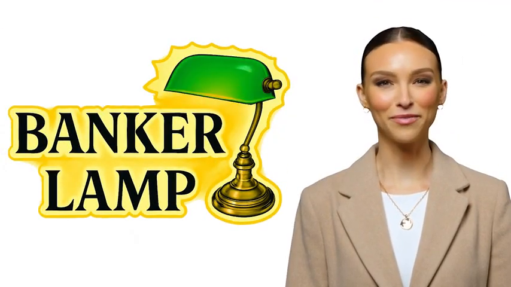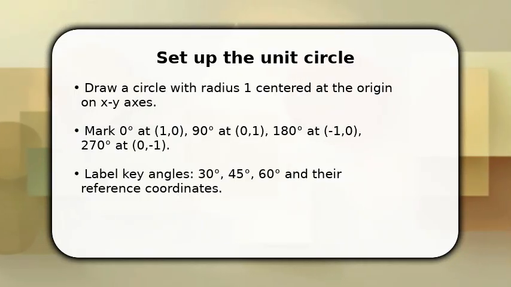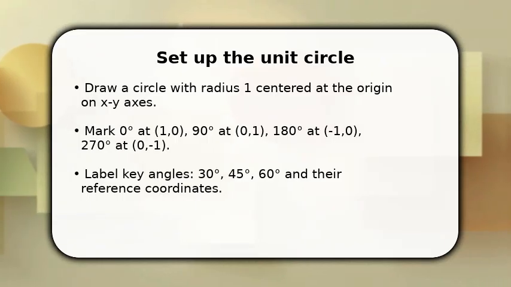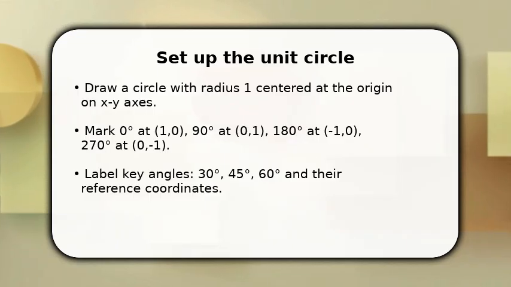Please enjoy the video. You start by fixing the unit circle, radius 1 centered at the origin, so coordinates equal cosine and sine. Next, place the quadrant benchmarks at 0 degrees, 90 degrees, 180 degrees, 270 degrees and mark the acute angles 30 degrees, 45 degrees, 60 degrees.